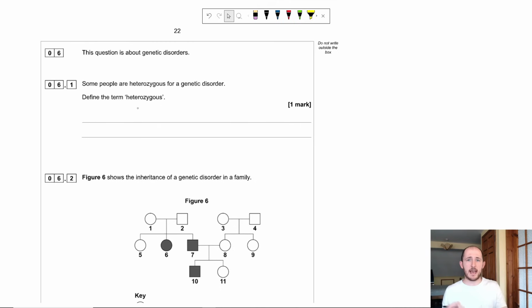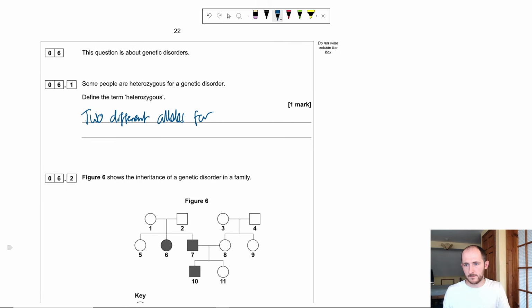There's homozygous and heterozygous. And I like to remember it as homo being same. So homozygous means that you have two of the same alleles. Okay? They're identical. So hetero must mean the opposite. Means you have two different alleles for the same gene.